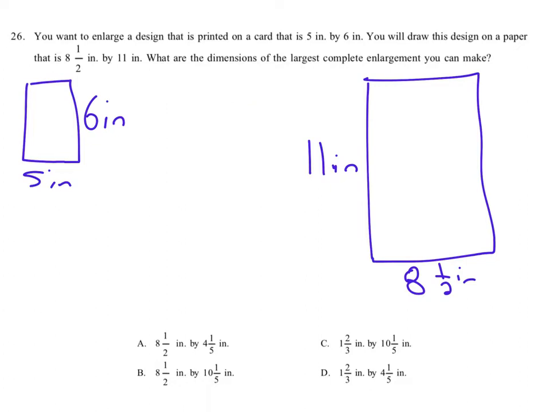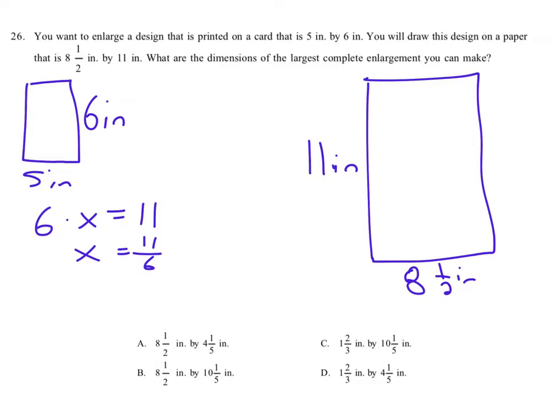But really what we're saying is this. We're saying 6 times some value x will equal 11. And you can see that solving for x, we would divide both sides by 6, and we get x equals 11/6. Yeah?